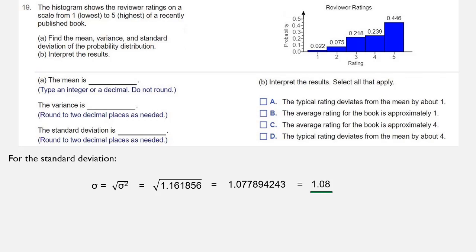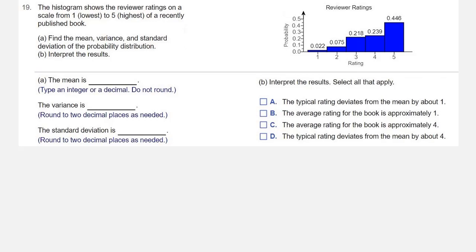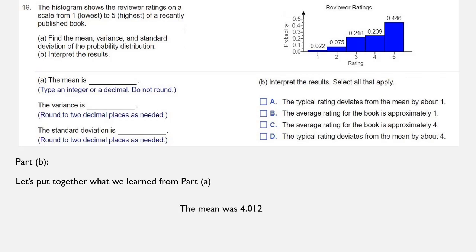So now we can go ahead and interpret these results. From part A, the mean was 4.012, and the standard deviation was 1.08. So these are our answers. Notice it said select all that apply.